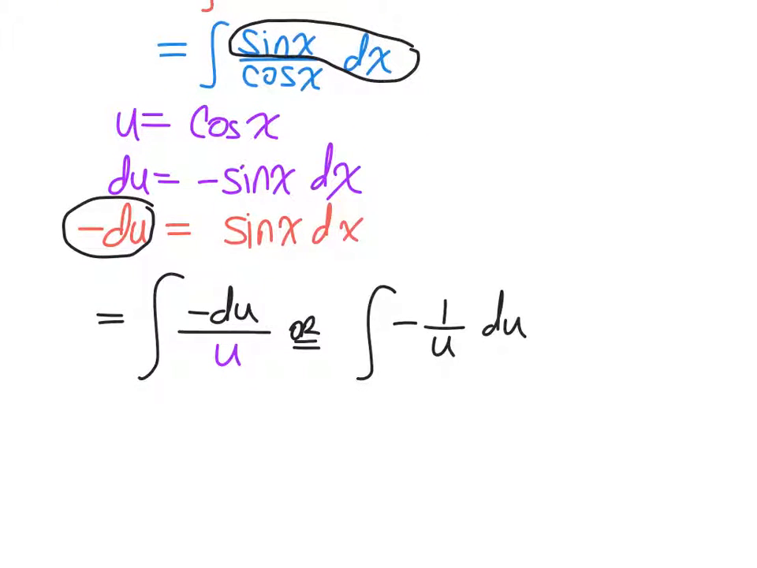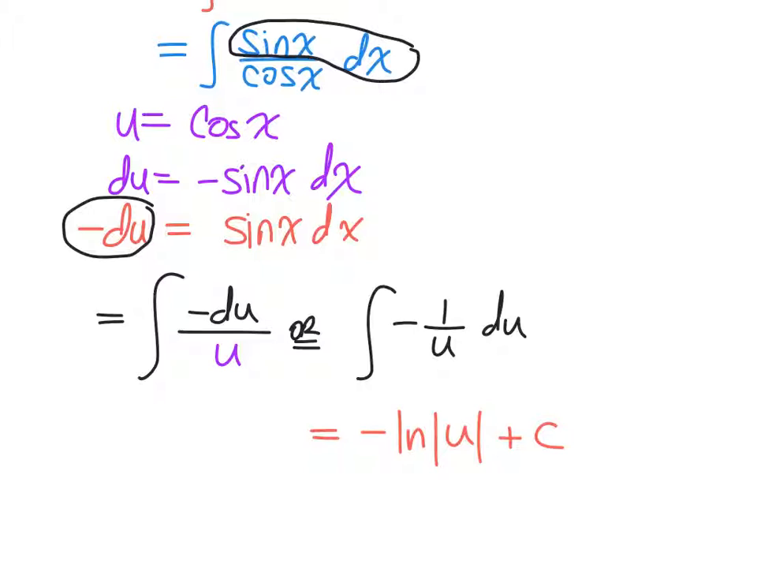Now you might consider writing it as u to the negative first, but I prefer to write it this way because this is the result of a rule. The derivative of what? ln. So we're looking at negative ln of u. All right? Absolutes.